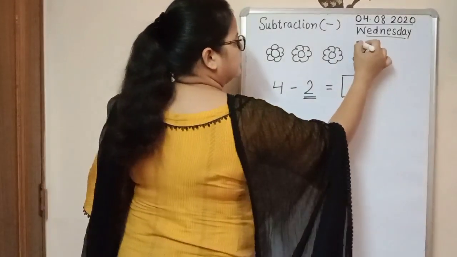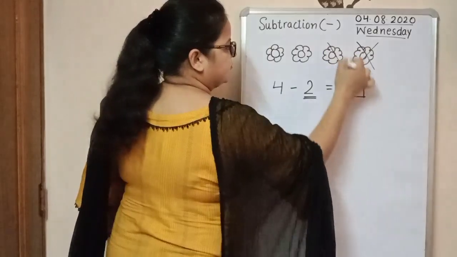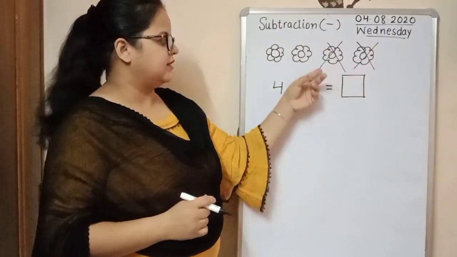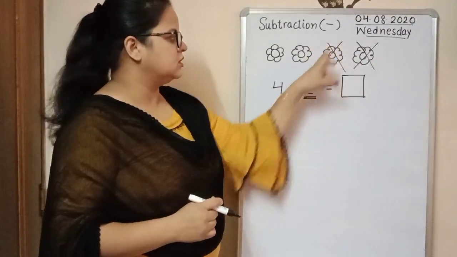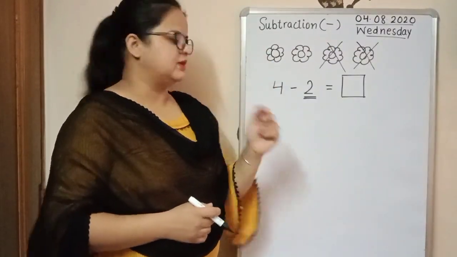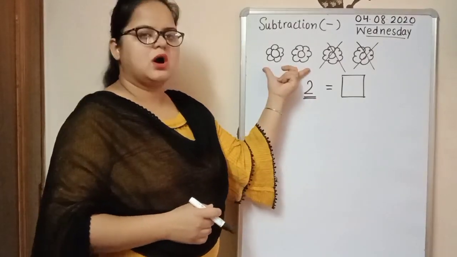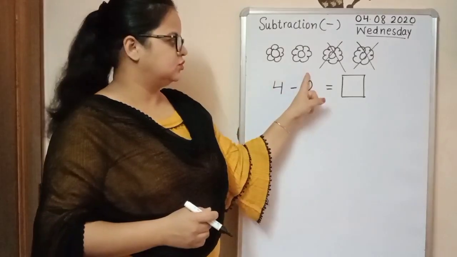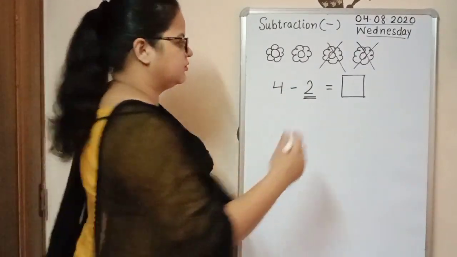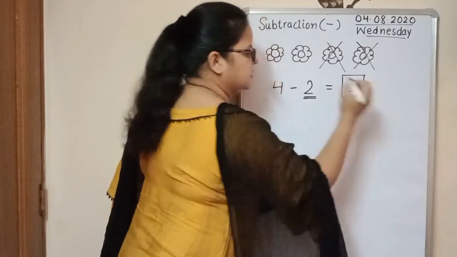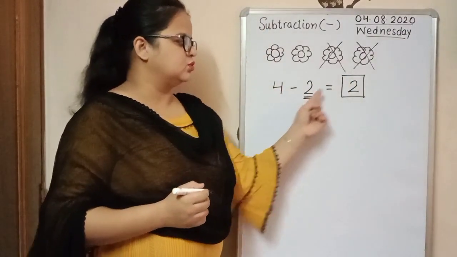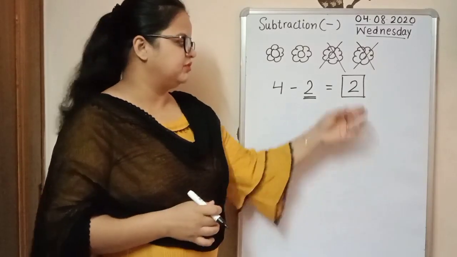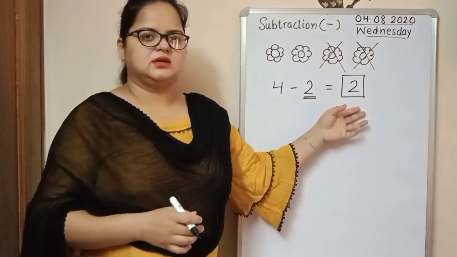Like this. 1, 2. We have 4 flowers and we make a cross on 2 flowers. 4 minus 2. Now how many flowers are left here? See, 1, 2. Only 2. So we will write number 2 in this box. 4 minus 2 is 2. If 2 is taken out of 4, we have 2 only.